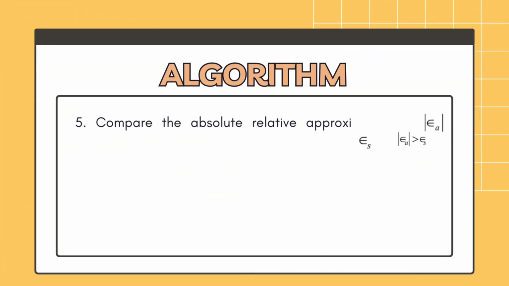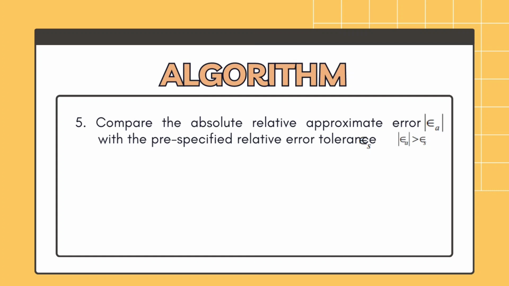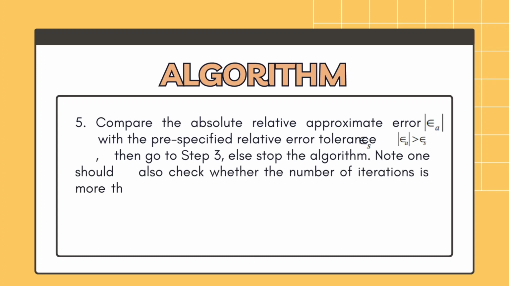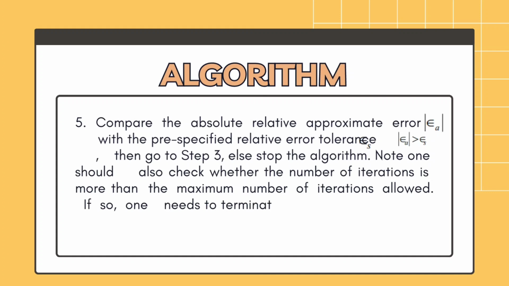The final step is to compare the absolute relative approximate error with the pre-specified relative error tolerance. If the absolute relative approximate error is greater than the pre-specified relative error tolerance, then go to step 3, else stop the algorithm. Note that one should also check whether the number of iterations is more than the maximum number of iterations allowed. If so, one needs to terminate the algorithm and notify the user about it.